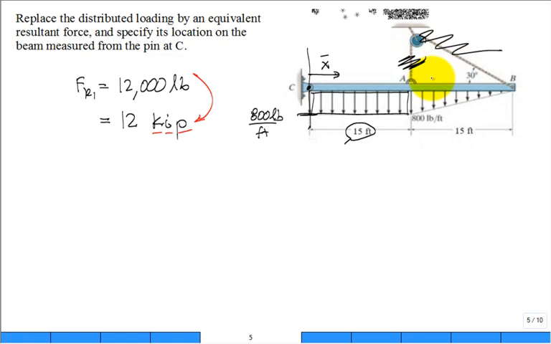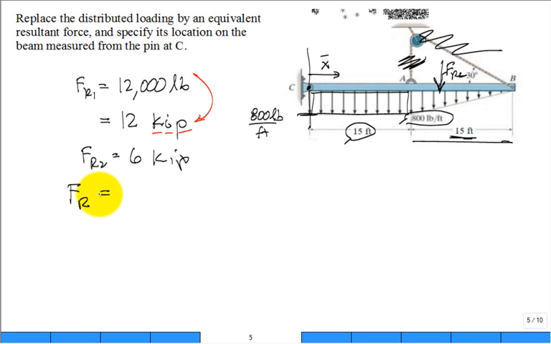Come over here. We're going to have a second one. This will be the FR2. Well, you're getting good at this. It has the same 15-foot length. It's triangular. It has the peak of 800. Guess what that comes in at? Half of it. Yeah. And so then the total resultant is the sum of those two. We haven't figured out where to place it yet, but we're going to come in at 18 kip.